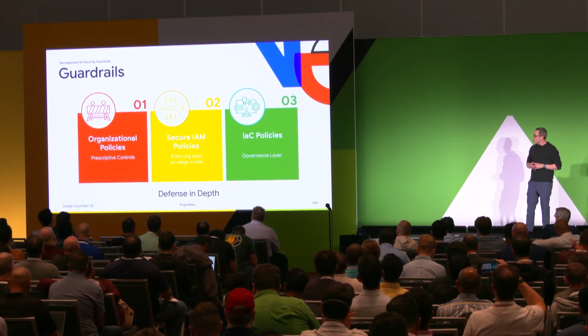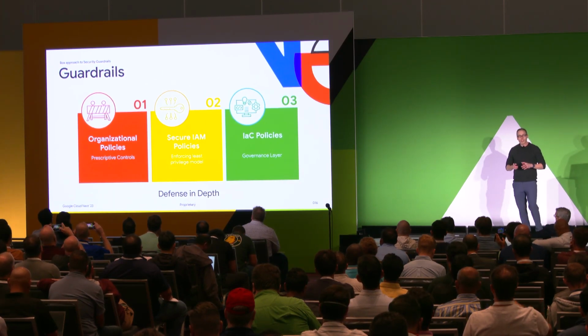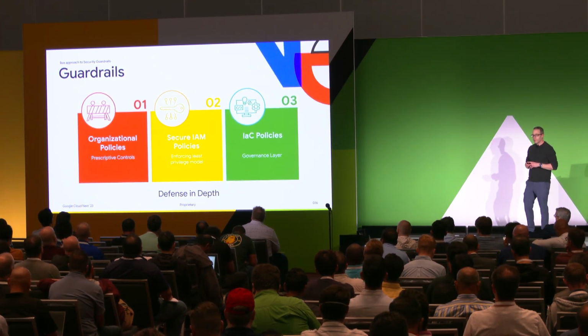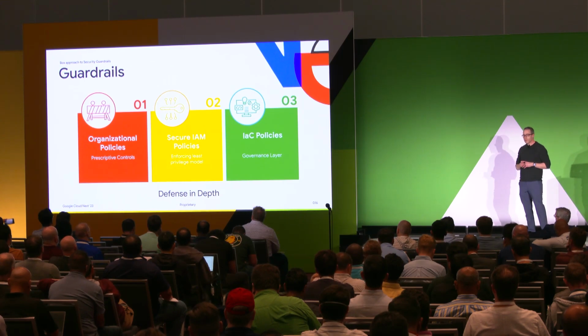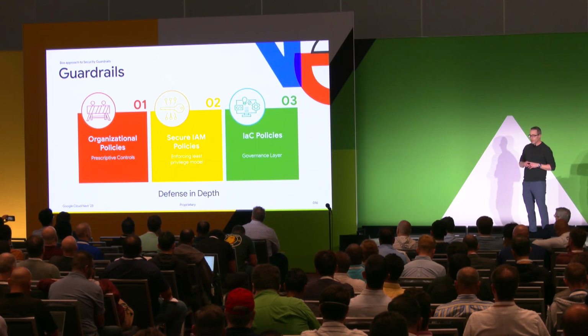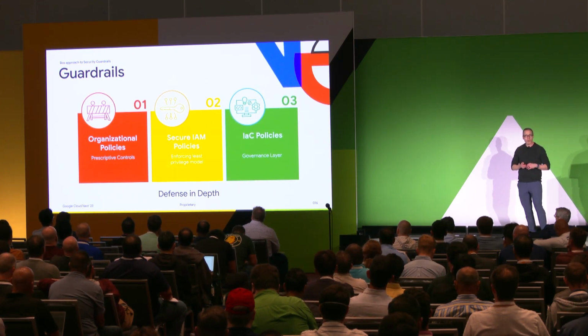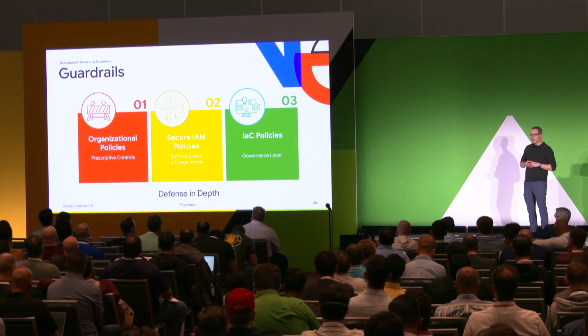To accomplish our goals, we take a defense-in-depth approach and apply multiple security guardrails to our organization. Today, I'll discuss 3 of these guardrails. First, we have org policies. Then we'll talk about our least permissions model that we govern via IAM policies. And finally, we'll talk about our infrastructure as code policies.